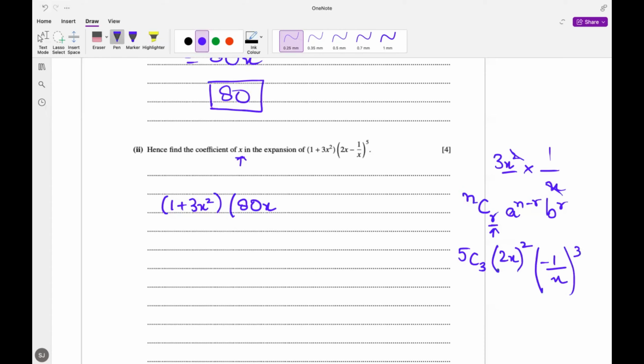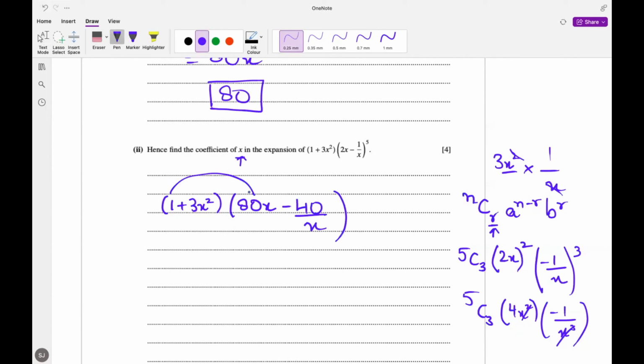So 5C3, and this multiplied by 4x squared multiplied by minus 1/x cubed. Now we can see that when I cancel x squared and x cubed out, this will give us a term in 1/x. Using our calculator, 5C3 is equal to 10. So this will be 10 times 4 times minus 1. So this will become minus 40/x.